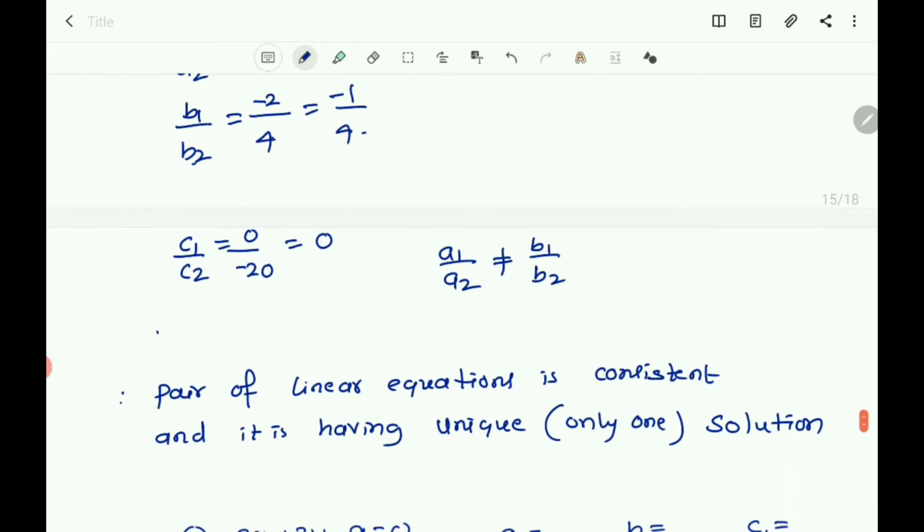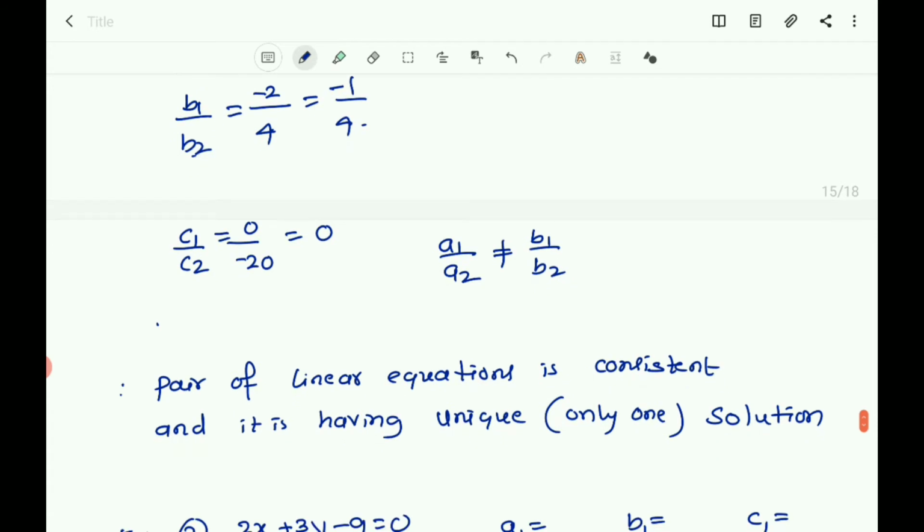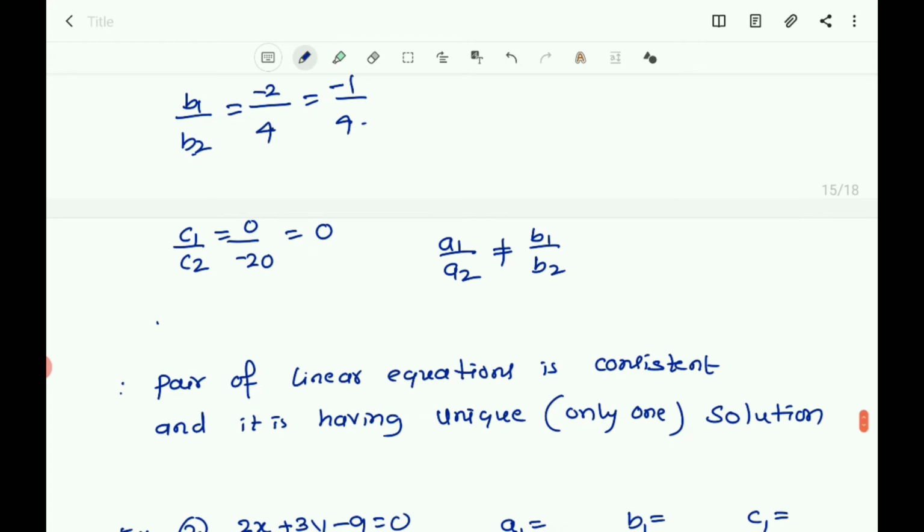Then what can you conclude? The pair of linear equations is consistent and it has one solution, only one solution. It has a unique solution. As it has a solution, you can say that the pair of linear equations is consistent. So you got the nature here.